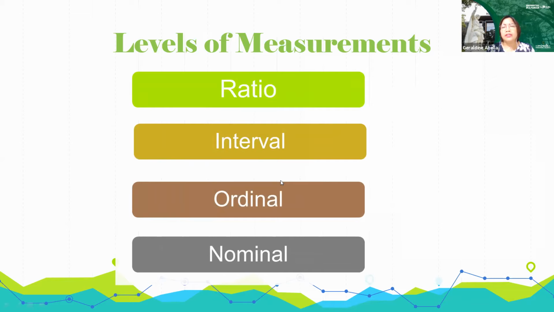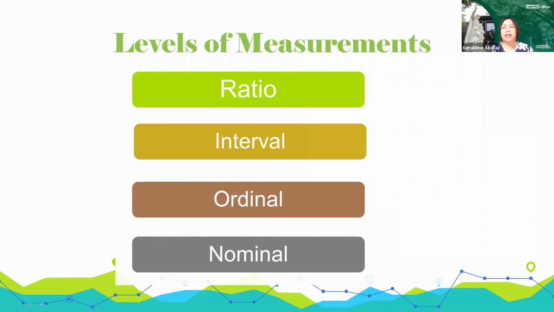Why? Because after identifying the variables in your research, you also have to identify the measurement level of each variable, because the measurement level will tell you the appropriate statistical test to be used in order to answer every specific objective in your research. There are 4 levels of measurements: nominal, which is the lowest level, ordinal, interval, and ratio.